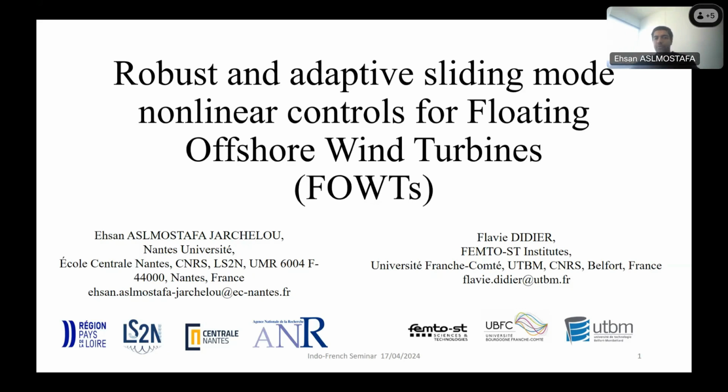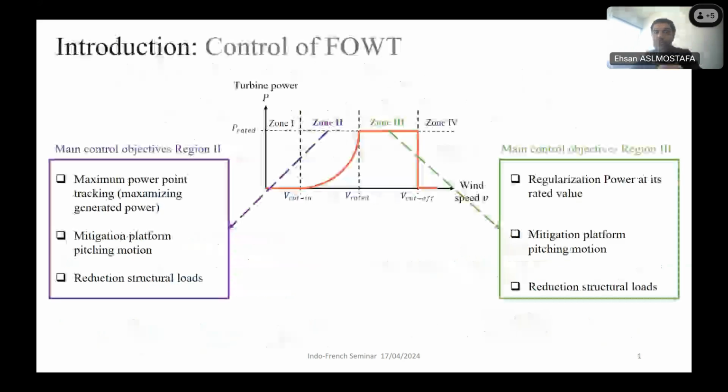Region 3 is the one in which the wind speed is between the rated wind speed and the cut-off wind speed, which is enough wind speed to produce the nominal power. The main objective is to regulate the power at its nominal value, besides taking care of the platform stability. And region 4 is the one in which the wind speed is too high, which may damage the system, and the wind turbine is just stopped and no power is generated.